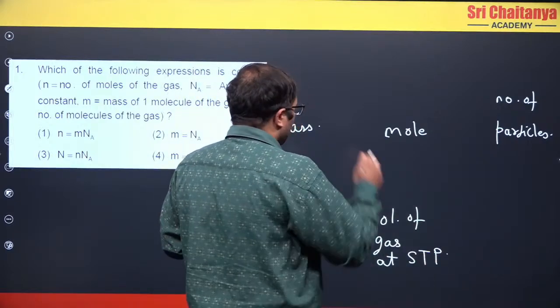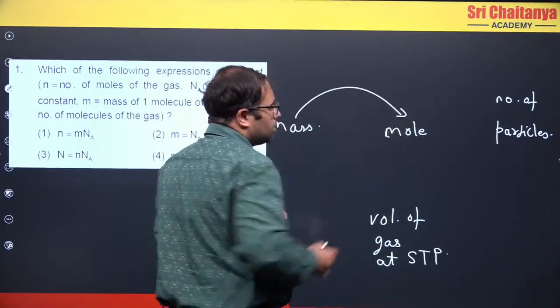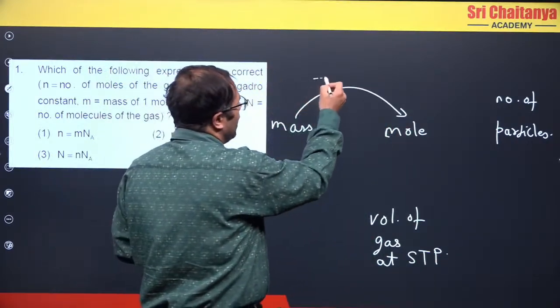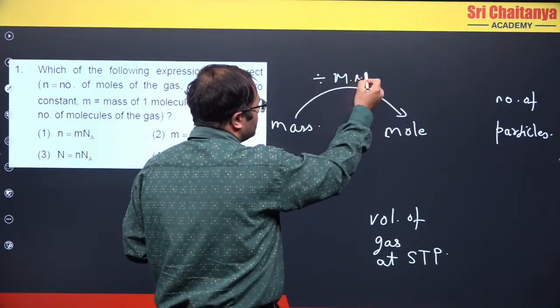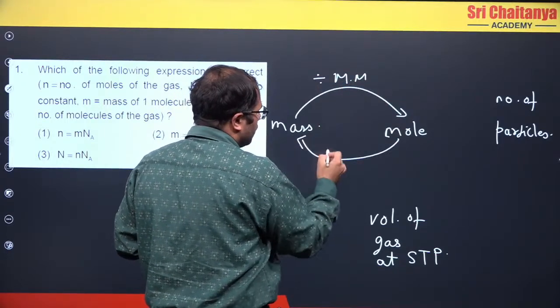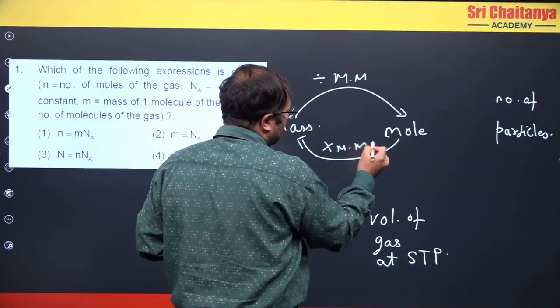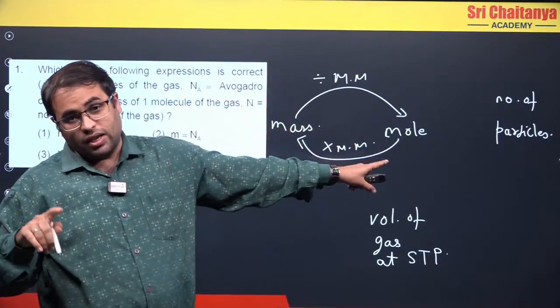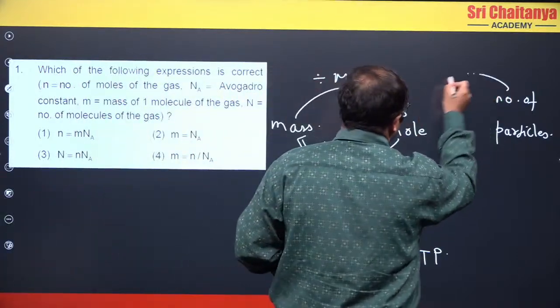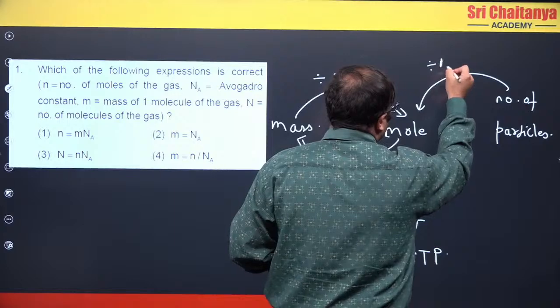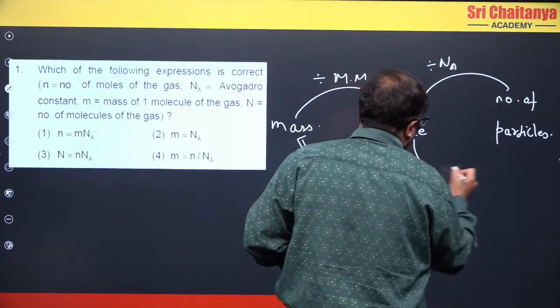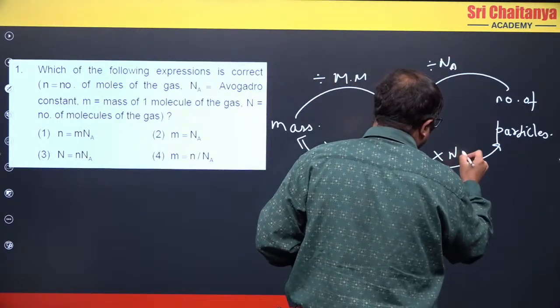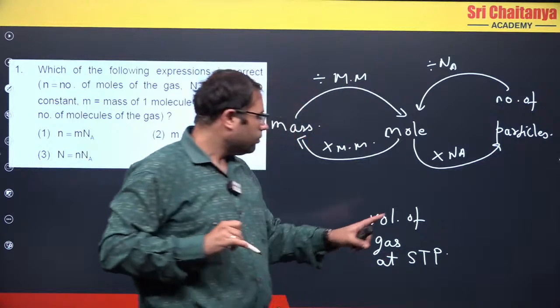Now, from mass, when you go to moles, I have already told you you have to divide by molar mass. Reverse, you have to multiply by molar mass. From number of particles, if you want to go into moles, simple, divide by the Avogadro's number, and if you want to go reverse, multiply by the Avogadro's number.